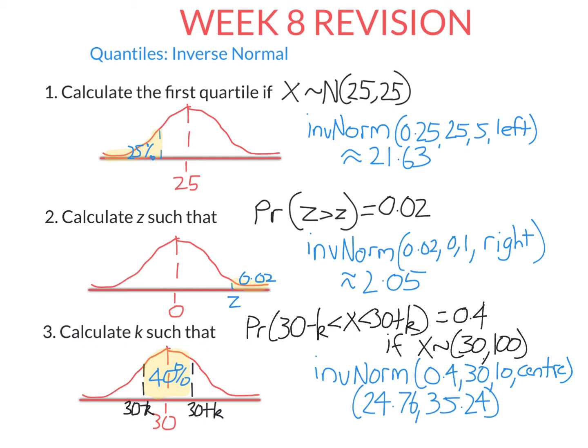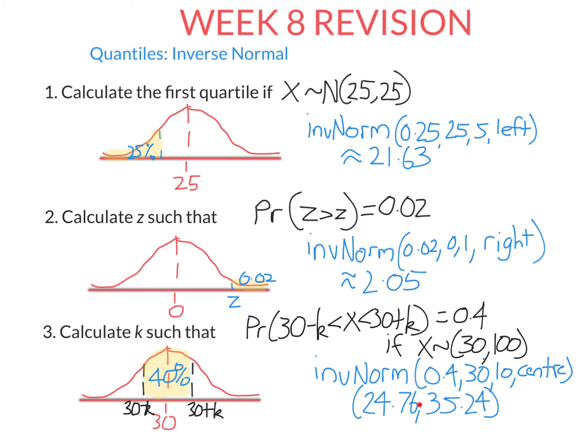Sometimes you'll get a question like this. The probability that x is between 30 minus k and 30 plus k is 40%, and we're told x is normally distributed, mean is 30, standard deviation is 10. So this is what we're finding here. We want to find a value k so that the area in this central part is 40%. So when we use the inverse normal function, we use center because we're calculating the area in the center. So we put in the probability 0.4, the mean and standard deviation, and center.